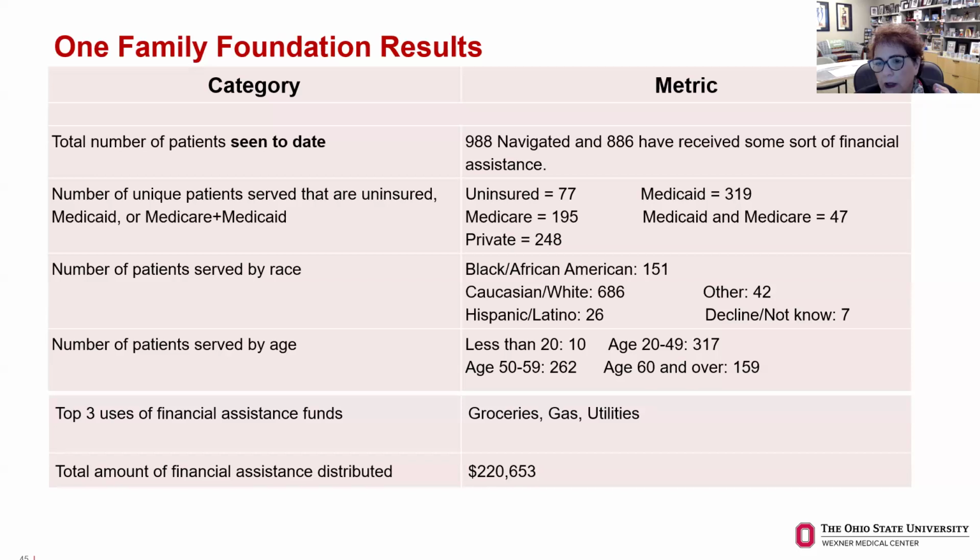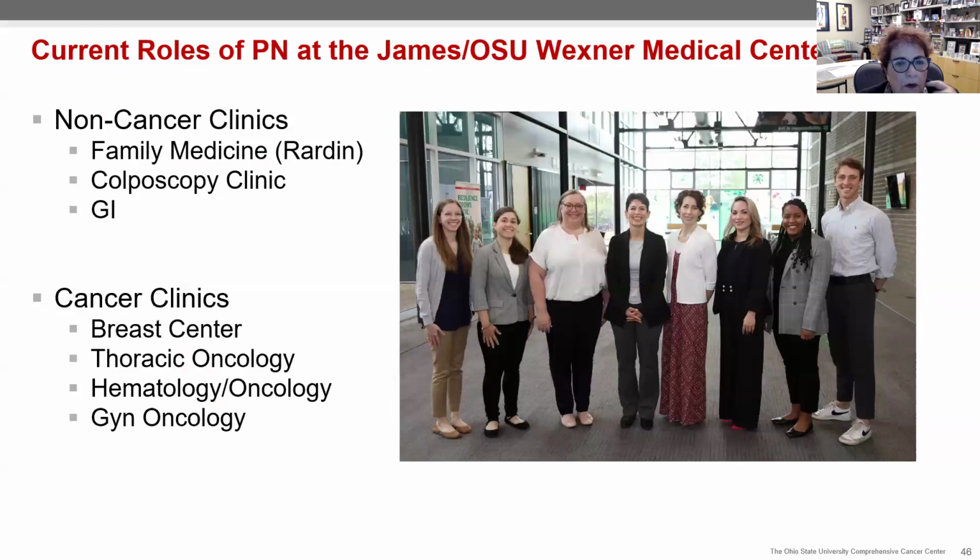In the financial navigation portion, you can see that we navigated almost 1,000 patients with almost 900 receiving some sort of financial assistance, with the most being groceries, gas, utilities, etc. So currently, today, we are still in that family medicine clinic. We are in the colposcopy clinic where women with abnormal pap tests need to come in. The no-show rate there was 50%. And in the GI clinic, the no-show rate for a colonoscopy was 30%.